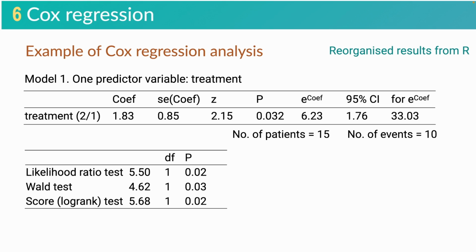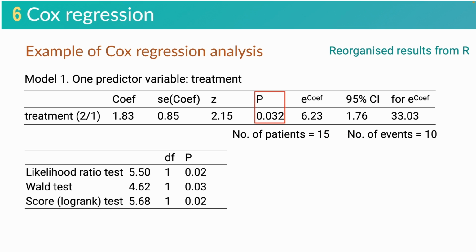This is a reorganized result of first model analyzed using R. This model has only one predictor variable, treatment. The first table shows coefficient, standard error of coefficient, z value, and p-value. The table also includes hazard ratio, and that is an exponent of coefficient, and the confidence interval of hazard ratio. The table also shows the number of patients and the number of events occurring.